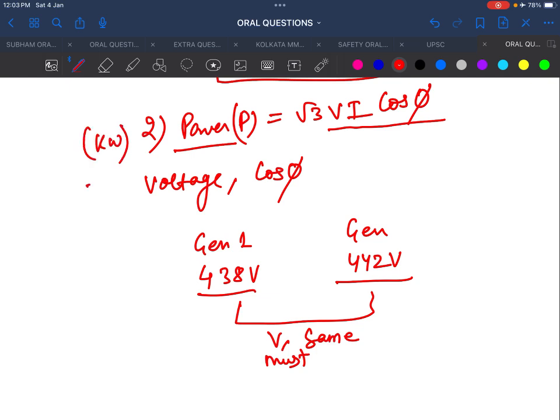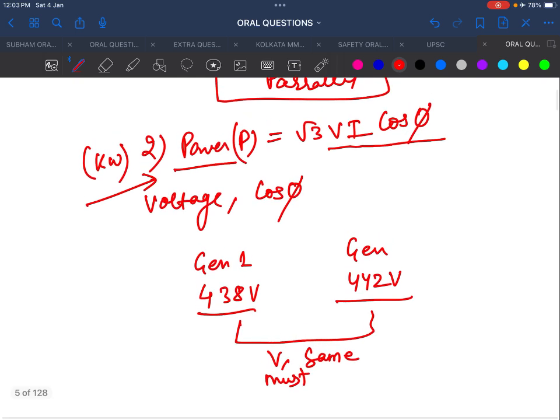This is the kilowatt, the active power. If any of the voltages changes, this active power changes. So this is also one reason, and the power factor is also one reason. So what we have to do is adjust this power factor also, and that we are doing with the droop setting.